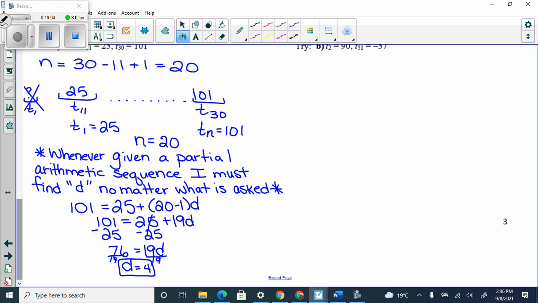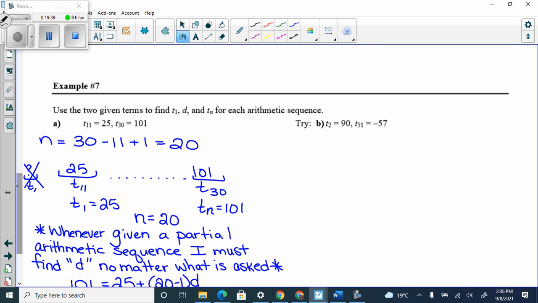Now I can go back and actually look at what the question asked me for. But it doesn't matter what the question asked, I didn't even read it. I have to find D no matter what. It's not like, oh, maybe I won't have to. No, it's the first thing I have to do. And that's why these questions are sometimes done poorly. Because I will ask you for the first term, and you immediately try to find the first term, and you can't, because you have to first find D. It's not an option. And I'm not going to say, using the arithmetic sequence, please find D first.